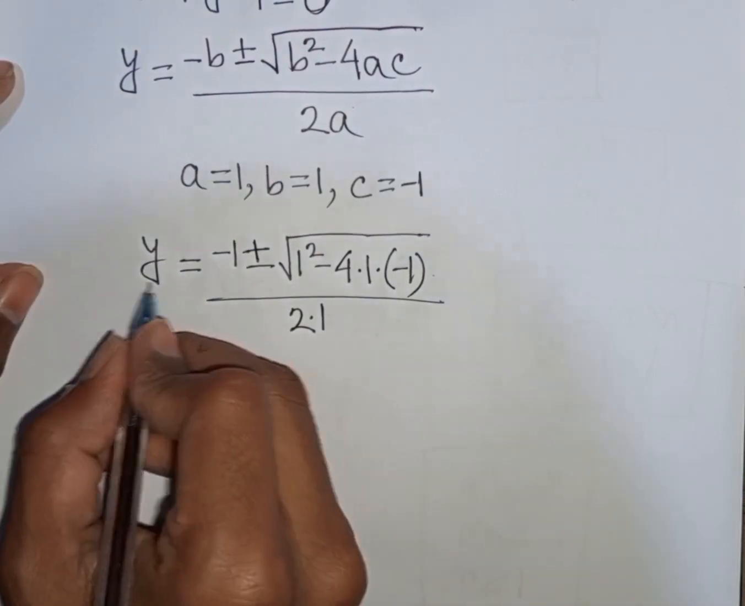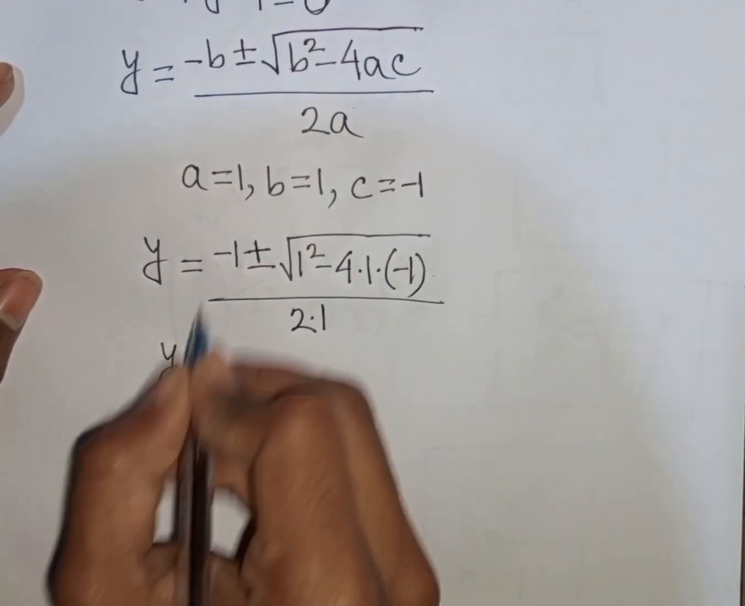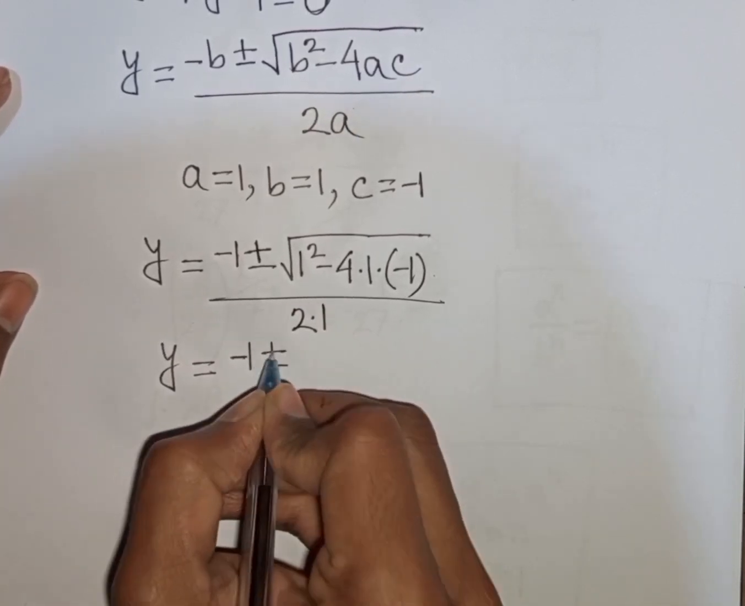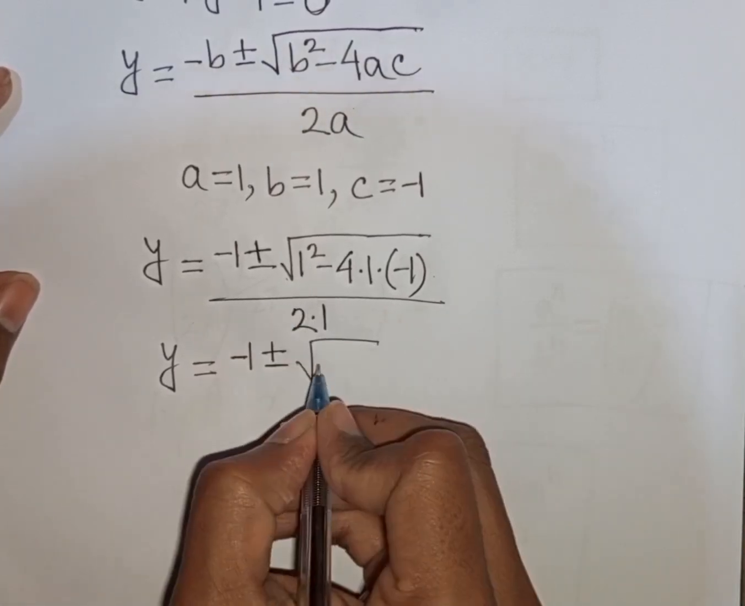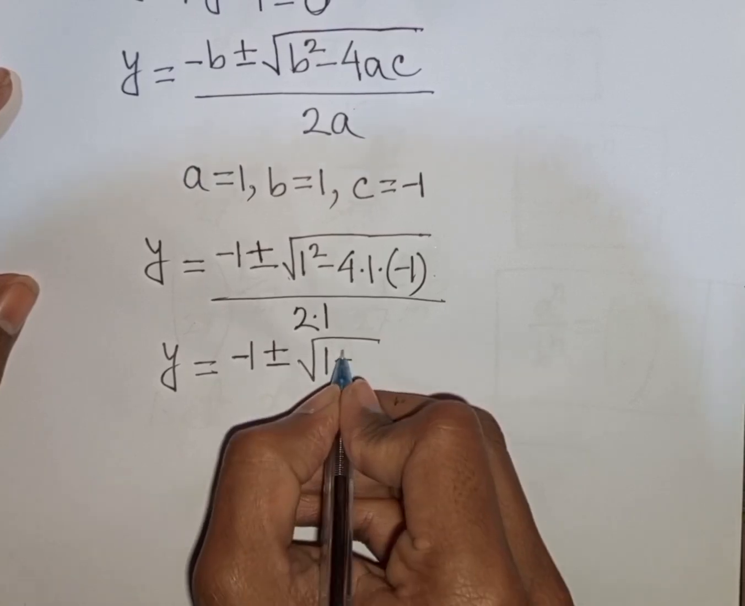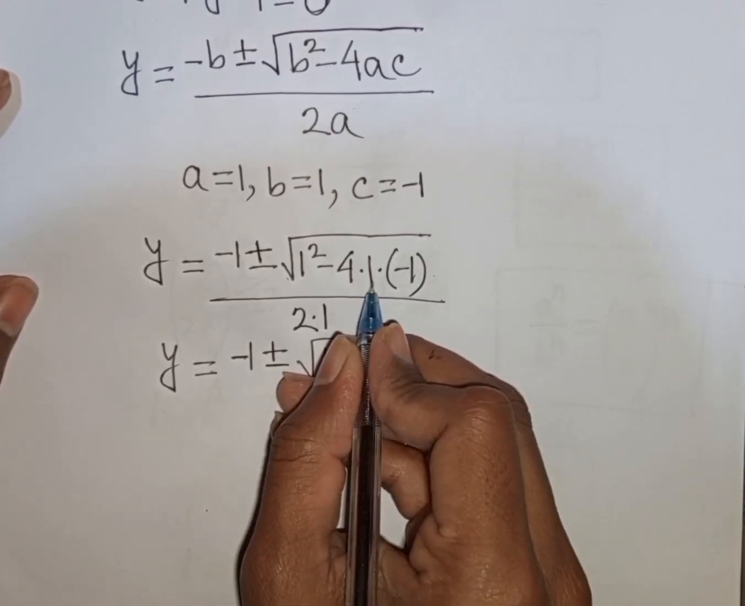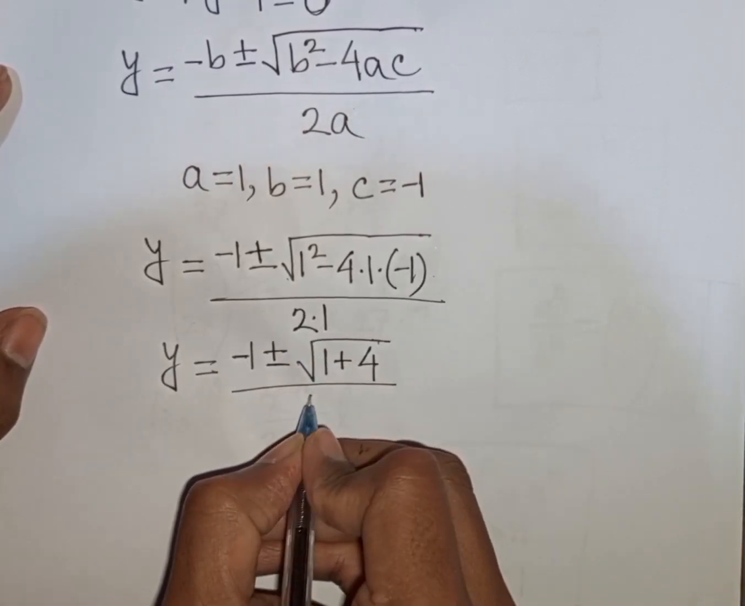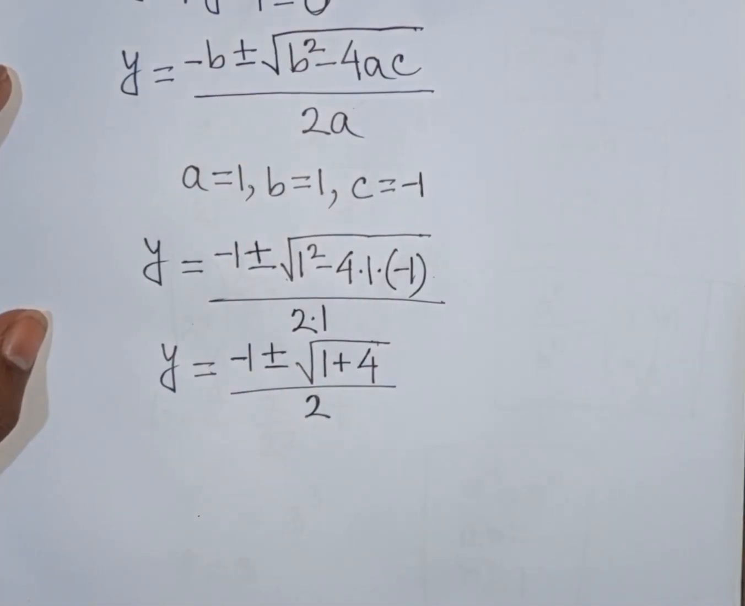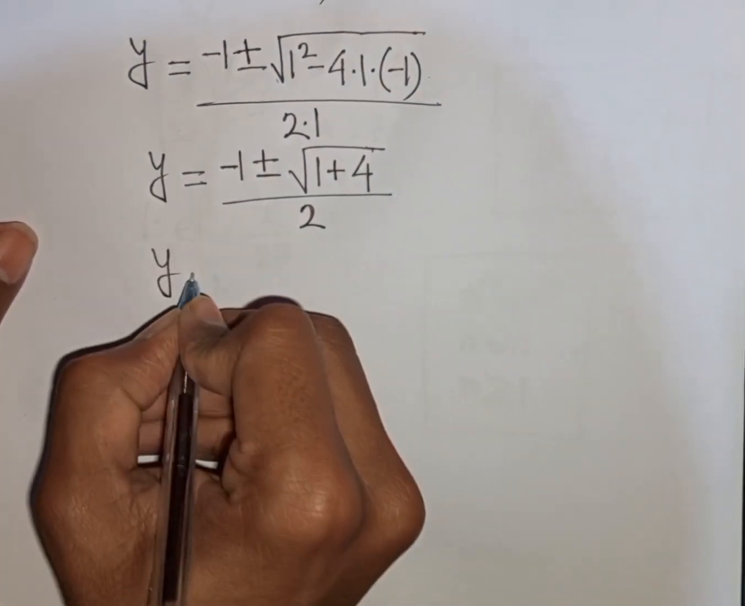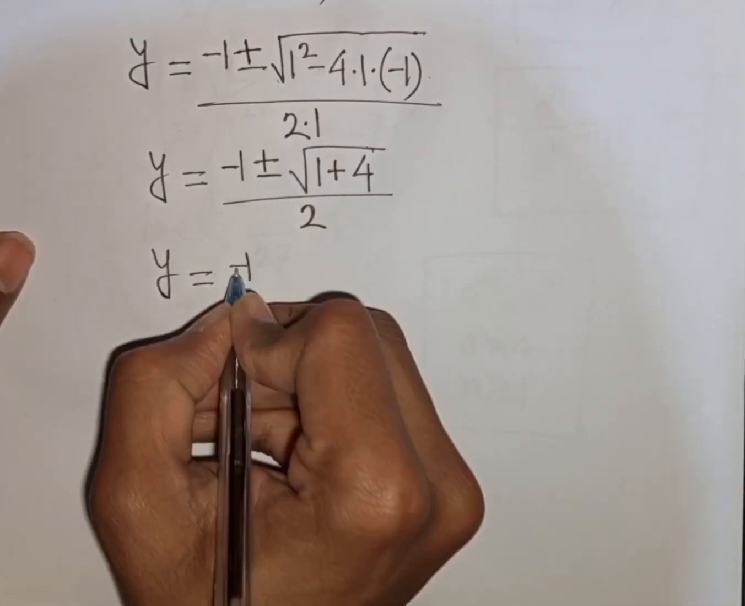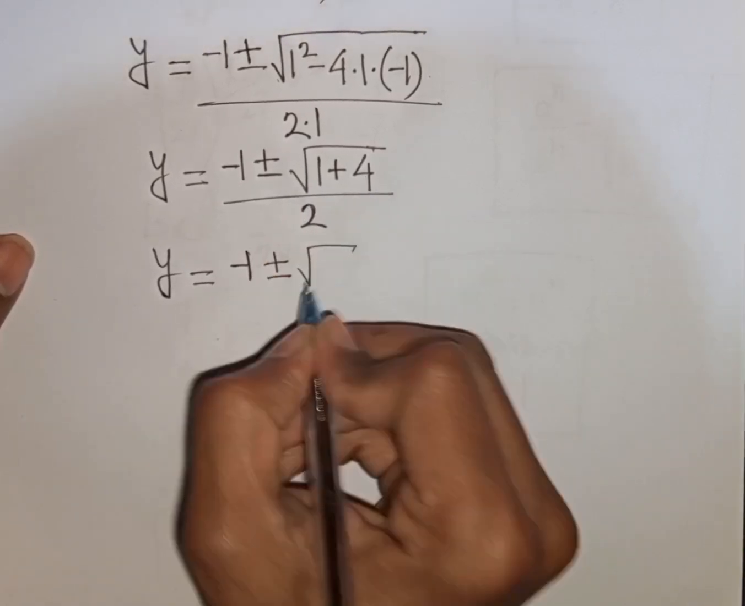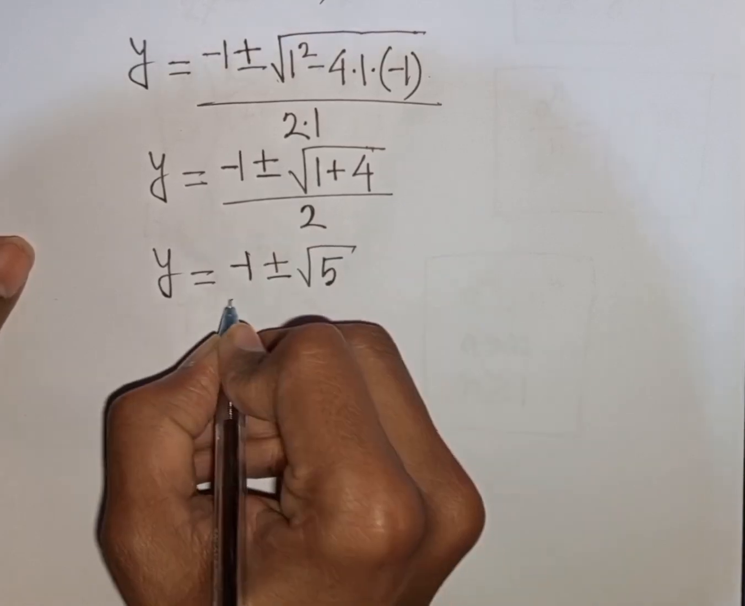Now we can write y is equal to minus 1 plus or minus the square root of 1 squared, which is 1, then minus times minus means plus 4 times 1, that means 4, divided by 2 times 1, that means 2. So y is equal to minus 1 plus or minus the square root of 1 plus 4, that means 5, divided by 2.